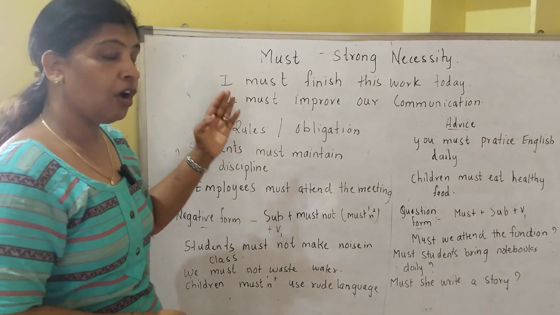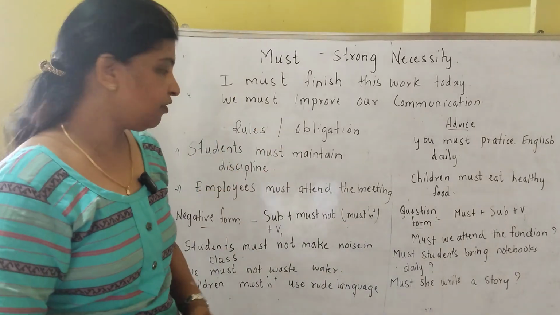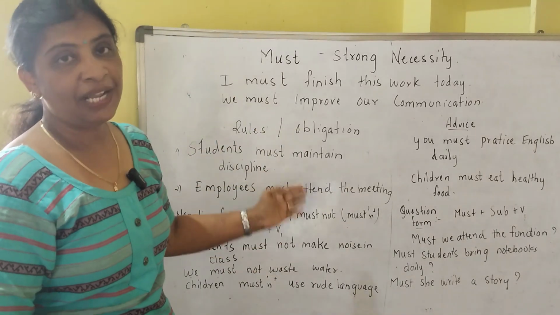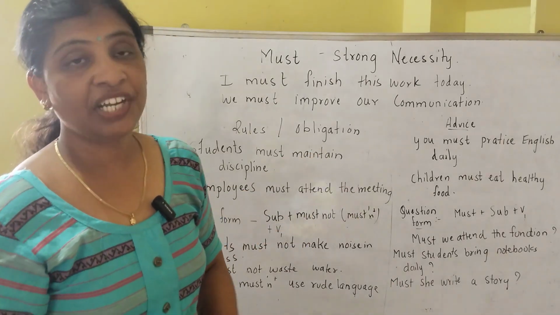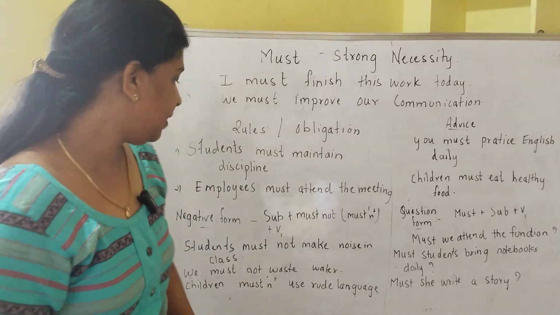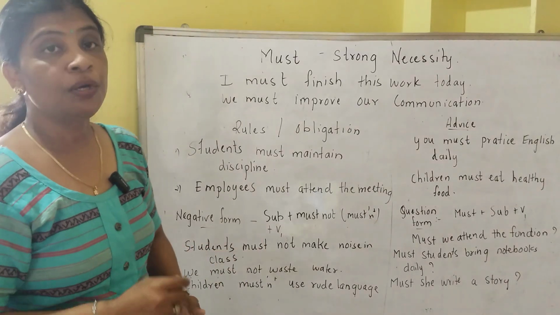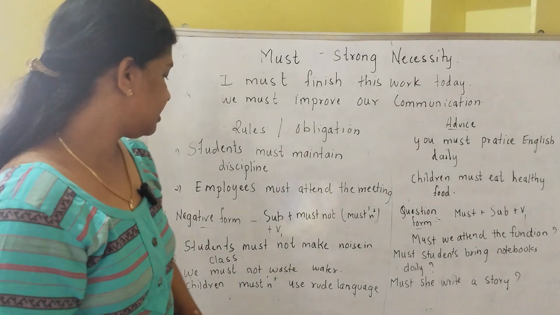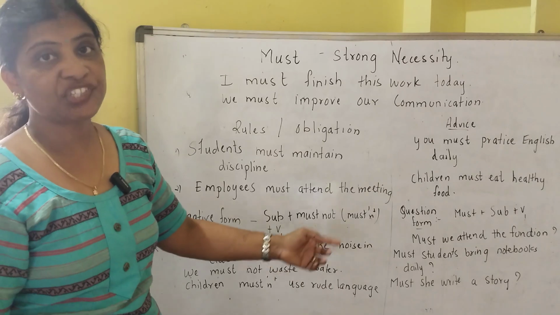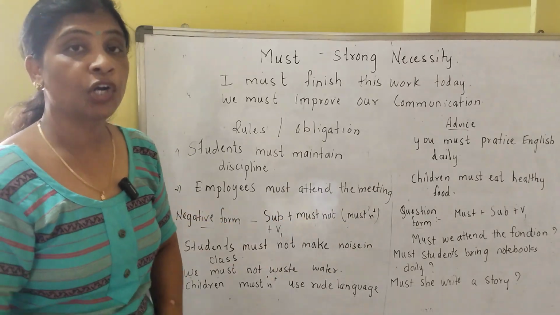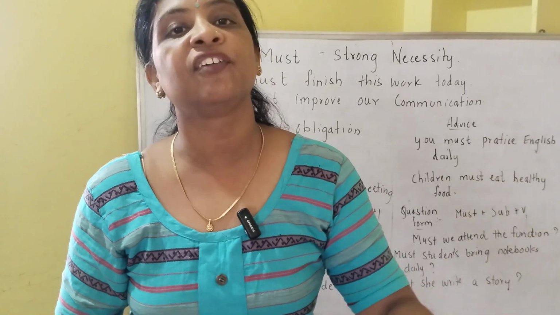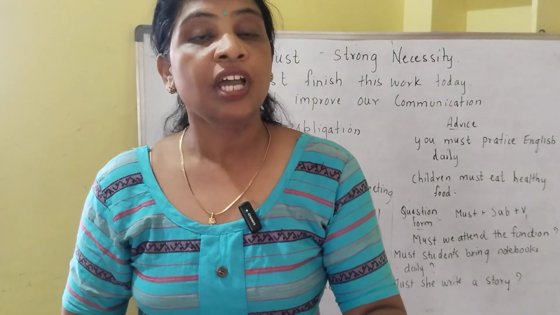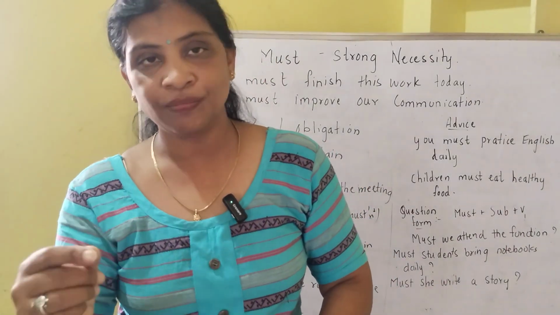Next, we can also use must in the negative form, that is subject plus must not, and the contraction form of must not is mustn't, with the base form of the verb V1. So students must not make noise in class. We must not waste water. Children must not use rude language. In such a situation, in the negative form, we can use must along with not.